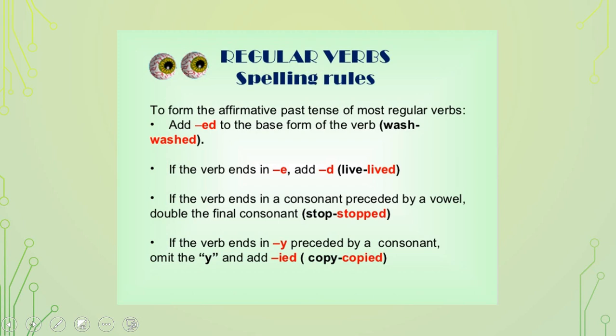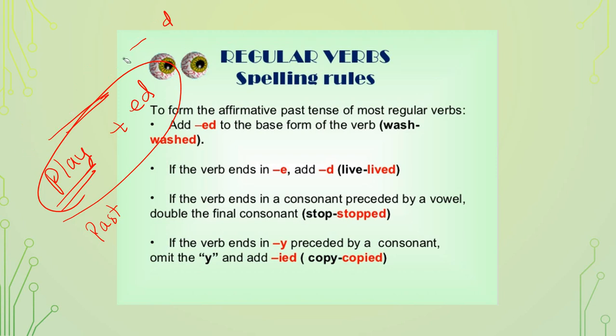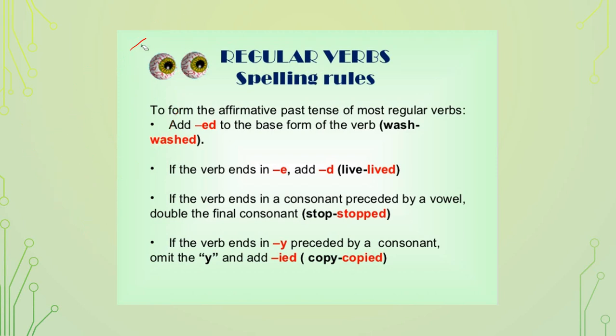Now, that was about some irregular verbs. Let's see regular verbs. There are some rules in the regular verbs. Like add ed to the base form. I have already told you that you will add ed to the base verb. The original word is the base verb. You will add ed. Like play is the original word in the present tense. And if you add ed, it will become the past tense of play.